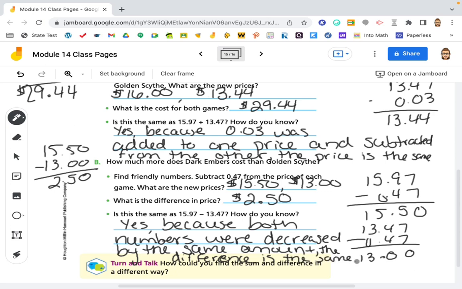So when you are adding, when you're finding the sum, you have to add the same amount to one that you subtract from the other. But when you are subtracting, finding the difference, you have to subtract the same amount from both.